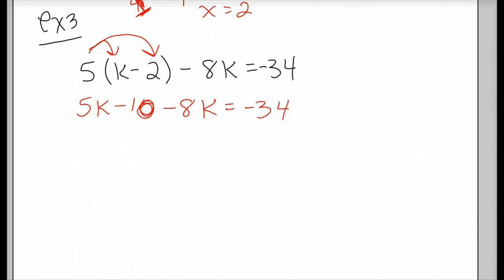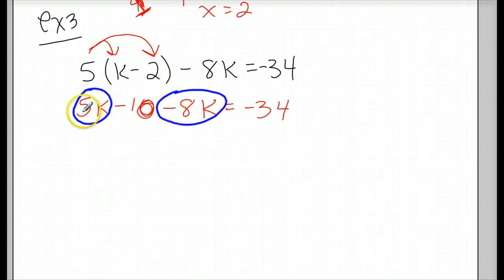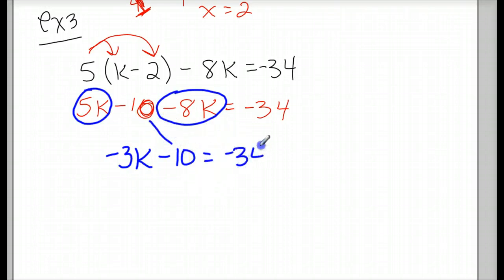So now we combine like terms. I'll change to blue. I want to circle my like terms. I have a positive 5k and a negative 8k. Well, 5k minus 8k is going to give me a negative 3k minus 10 from this equals negative 34.